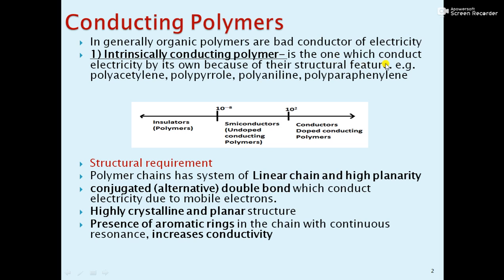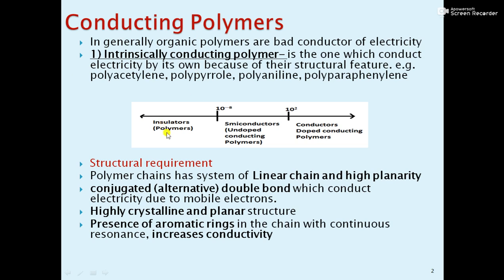This is the one type of polymer which conducts electricity on its own because of its structural feature. The structure itself possesses some special character due to which that polymer is responsible for the conductivity. So what are the examples? Polyacetylene, polypyrrole, polyaniline, polyparaphenylene. These are the polymers which are conductive.